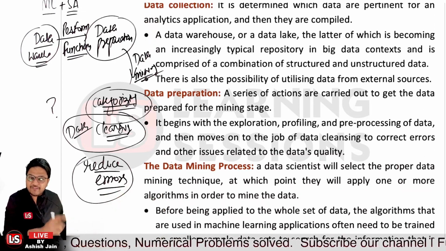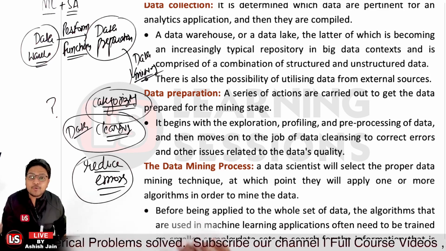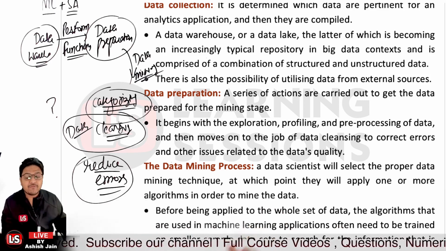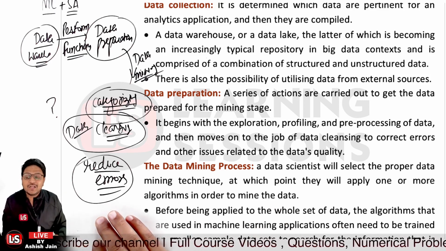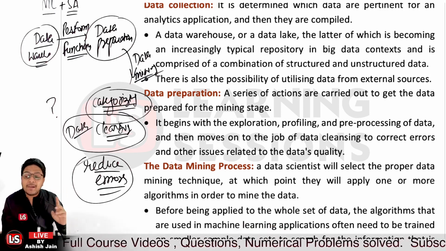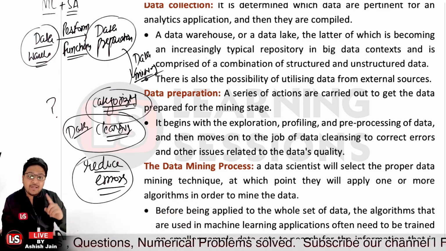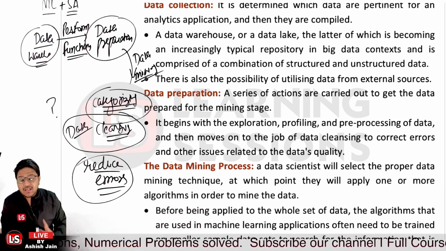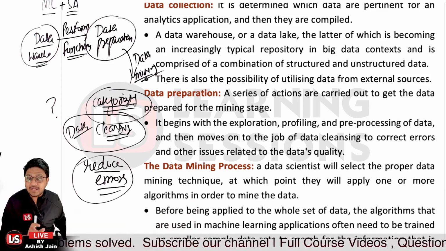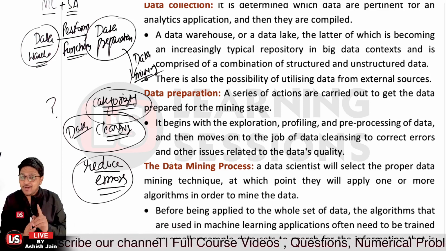And after that, the final step is the data mining process, where the data scientist will select the proper data mining technique, what different methods and what different algorithms they are going to apply so as to mine the particular data. Before the technique is applied to the whole set of data, the machine learning model will be trained by applying it on a smaller set of data. And further, the data scientist will check the output, whether they are going to get a very good output.